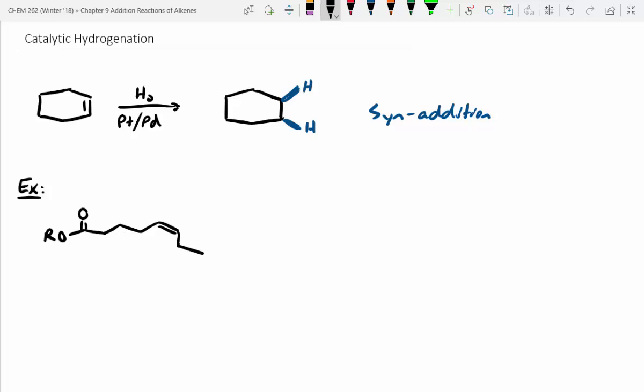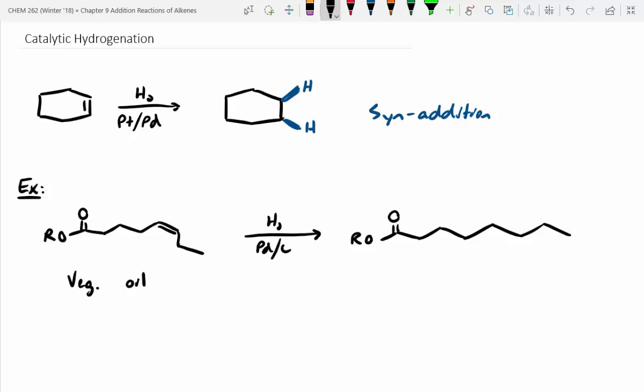So let's say I've got a fatty acid like this. This is a cis fatty acid, right? Most natural fatty acids are cis, they're not trans. And most of these are found in vegetable oils, right? So most vegetable oils contain these cis fatty acids in them. If you take this and treat it with hydrogen and some sort of catalyst like palladium on carbon, you can actually reduce this double bond, and you can go all the way to the alkane.